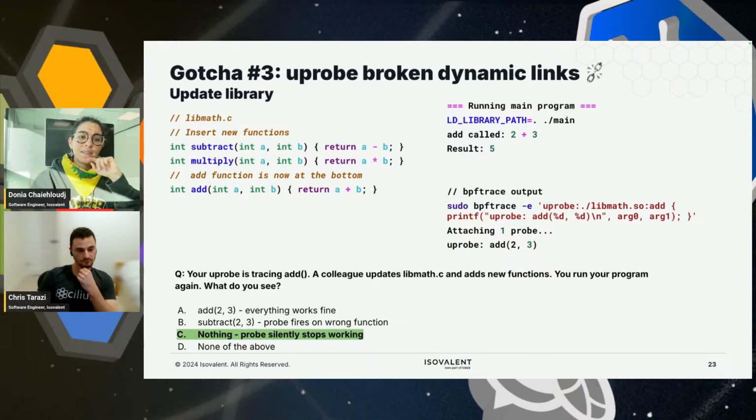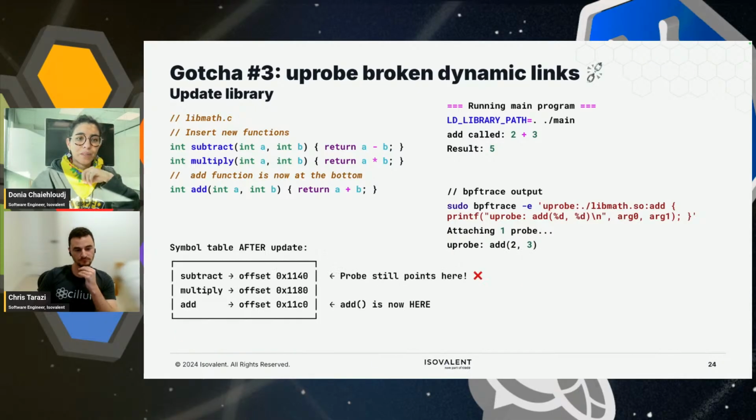So the response is C. In fact, it's not going to fire and it will stop firing. So let's see why. In the symbol table after the update, we're going to have a new offset for the new function because they have been inserted. So the uprobe is still attached to the previous offset, which now corresponds to an undefined point in the memory, meaning that the uprobe should be reattached to the new offset to fire again.